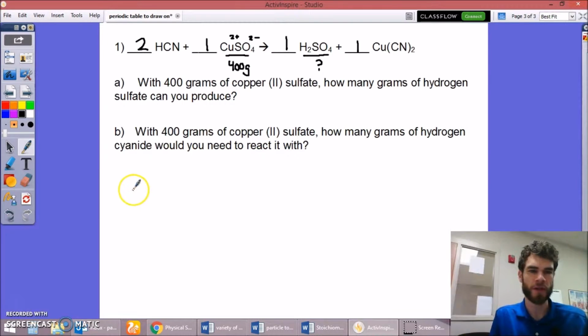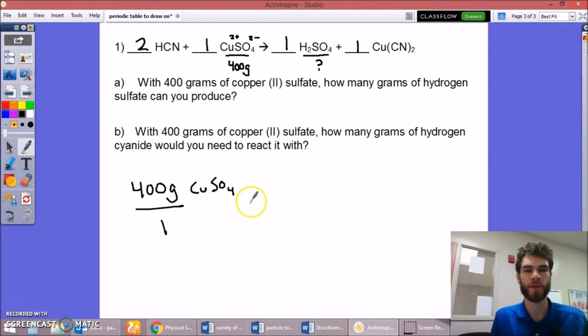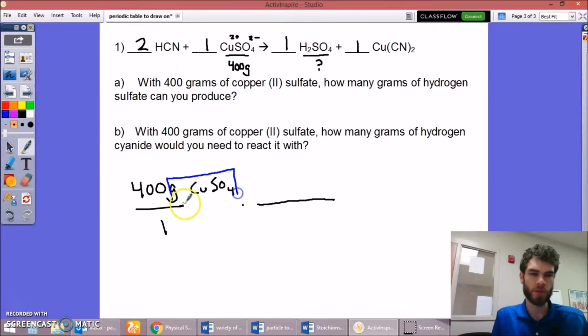Okay, let's show our work down here. You always start with what you are given, which is 400 grams of copper 2 sulfate. Put it over 1, and then build a conversion fraction. Now, whatever is on top right here, whatever this unit is, in this case it's grams of copper 2 sulfate, is going to go on the bottom of your next fraction. So always whatever's on the top of your preceding fraction goes on the bottom of your next fraction. So I'm going to go ahead and write that here. Copper 2 sulfate and grams.